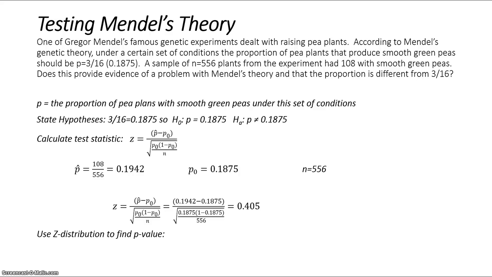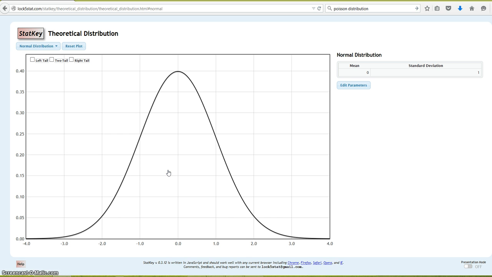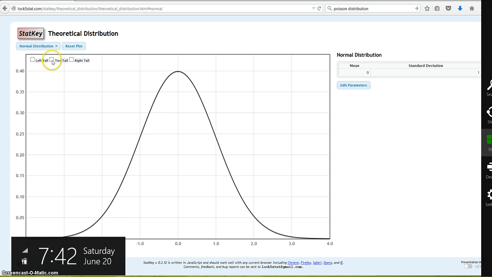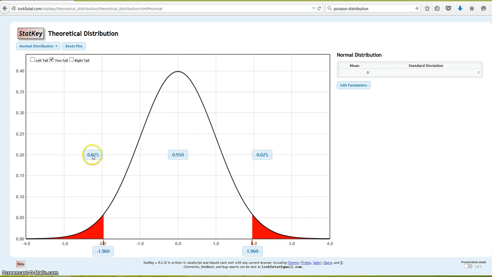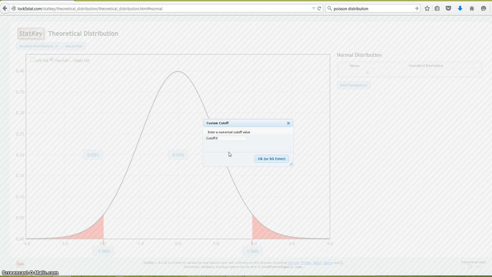So let's look at how we do that with StatKey. Okay, so here we are in StatKey. We need to go into this theoretical normal distribution. Now if our null hypothesis is true, this test statistic has this distribution, this standard normal distribution with a mean of 0 and a standard deviation of 1. Now we're doing a two-tailed test, so I'm going to click on two-tail. And right now it's got a cutoff value here at 1.96, but I need to make the cutoff value the value that I found for my test statistic. Now if my test statistic were negative, I'd come down here. But my test statistic is positive, so I'm going to go up here and change the upper limit. And I'm going to change it to the value of my test statistic, 0.405.